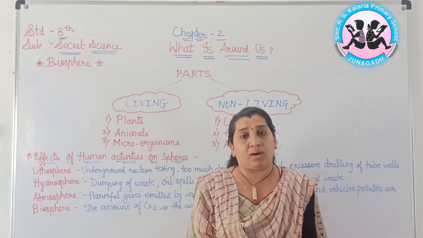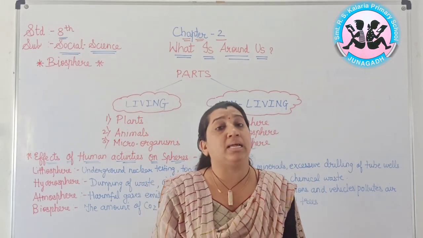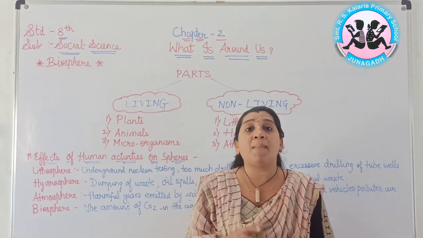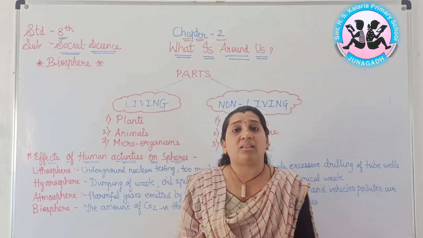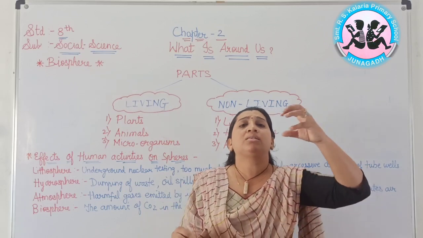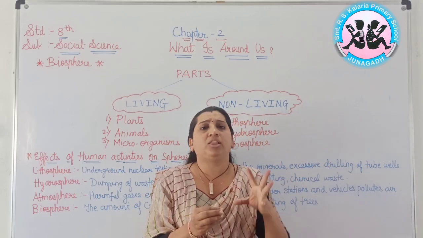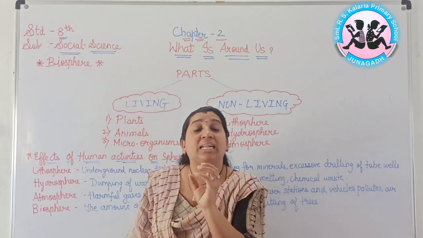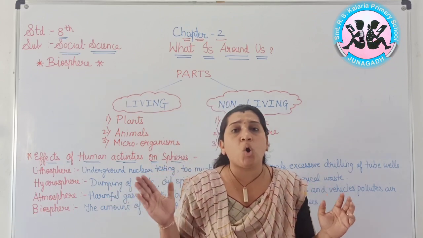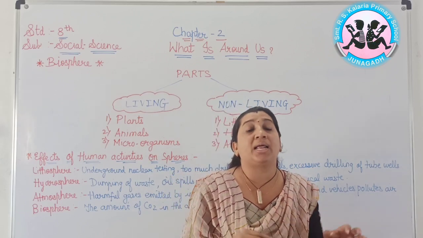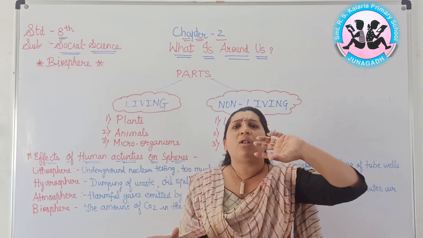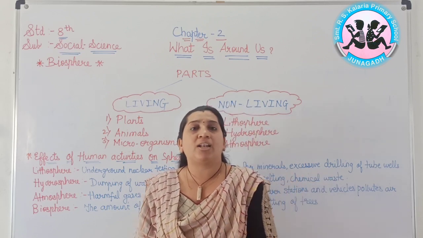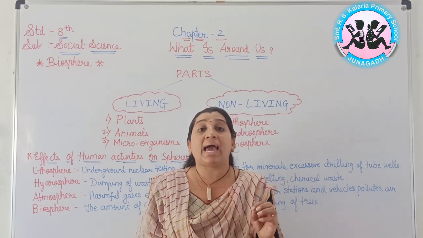Now in this particular chapter, we have studied about the four spheres: the lithosphere, that is land, the solid form; the hydrosphere, that is water, in the liquid form; and the atmosphere, that is air, in the gaseous form. Once something collided with the sun, and a part of the sun got detached and converted into the earth. Among all the 8 planets, only the earth is the planet where life is possible. So the earth got converted into 3 forms: the solid form, lithosphere, the liquid form, hydrosphere, and the gaseous form, the atmosphere.